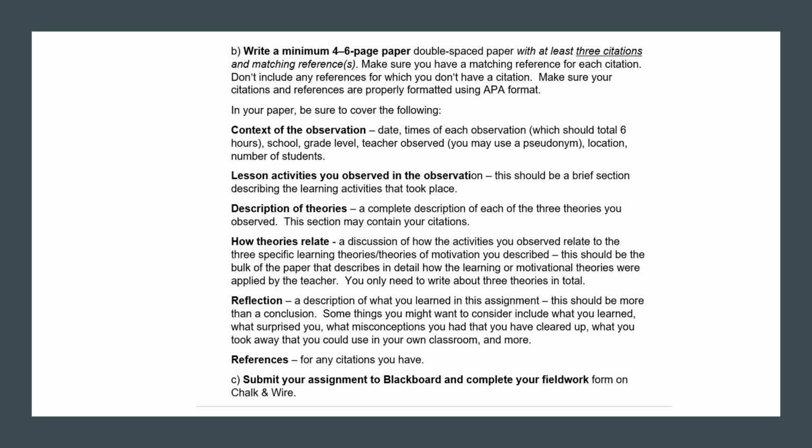How theories relate is a particularly important part of this assignment. So this is a discussion of how the activities you observed in the lesson relate to 3 specific learning theories. So you don't have to give me 3 lessons for each theory. You have to give me 3 theories and 3 ways that they relate. You can give me, for example, how one place in a lesson related to Piaget, and you can give me how one place in a lesson related to Vygotsky. You only need to write about 3 theories in total.